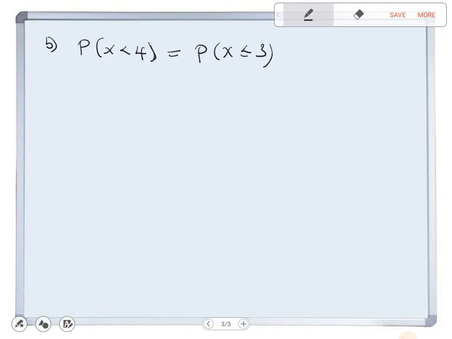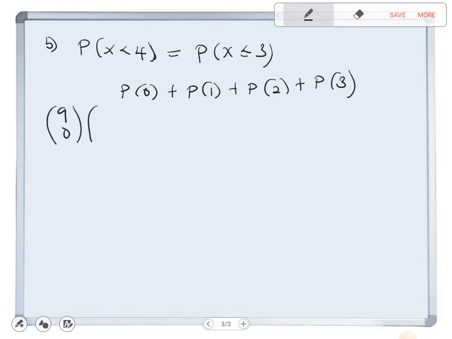Now because of this, remember that binomial distribution runs from 0 and so on. So we are talking about probability of 0, probability of 1, probability of 2, and probability of 3. So what we are saying here is 9 choose 0, 1 over 6, 5 over 6 to the power what? What is 9 minus 0? We still get 9. Plus 9 choose 1, 1 over 6.